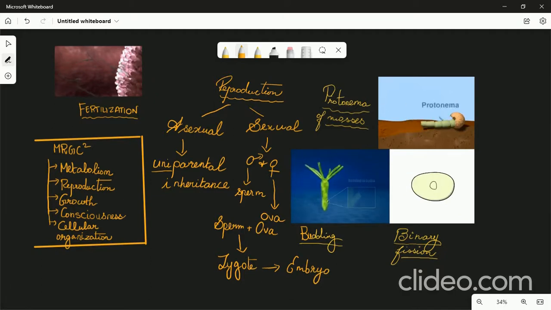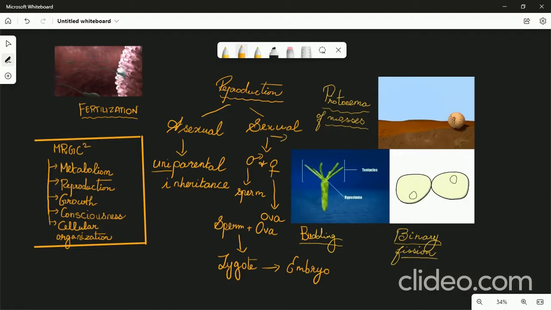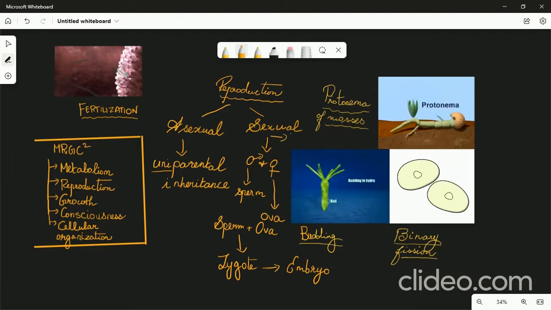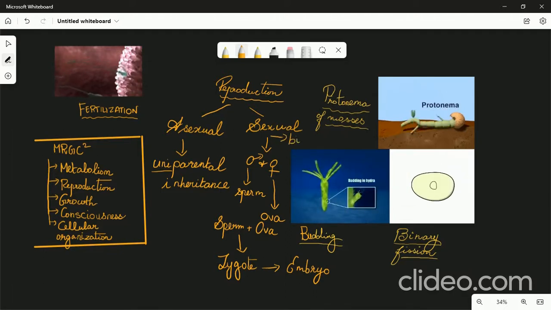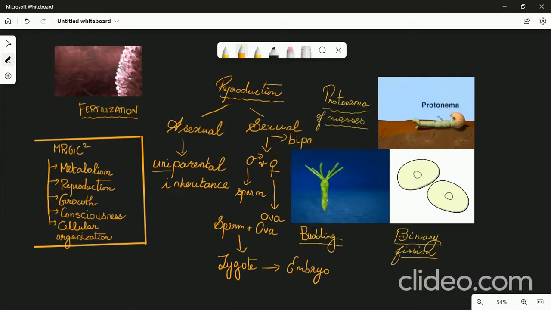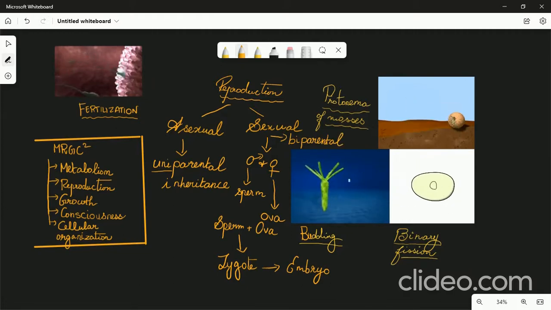Understood? So here two parents are involved, so sexual reproduction is otherwise called biparental inheritance. Bi means two, so this is otherwise called biparental inheritance.